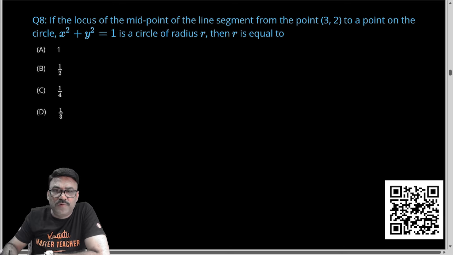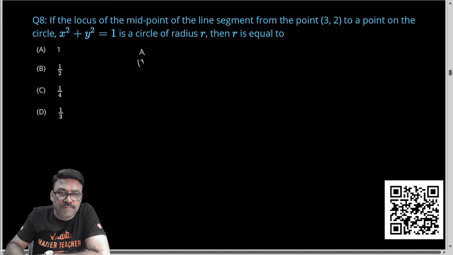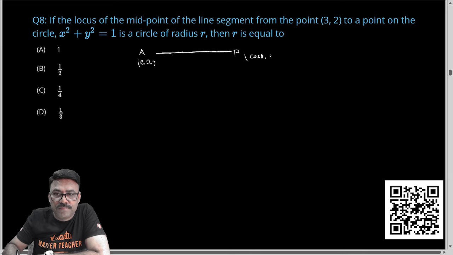So let's say this fixed point is A (3, 2), and I'm taking any point P on the circle. Any point P on this circle x squared plus y squared is equal to 1 can be taken as (cos theta, sin theta). Now I need the locus of the midpoint of AP. Let's say the midpoint of AP is (x, y).